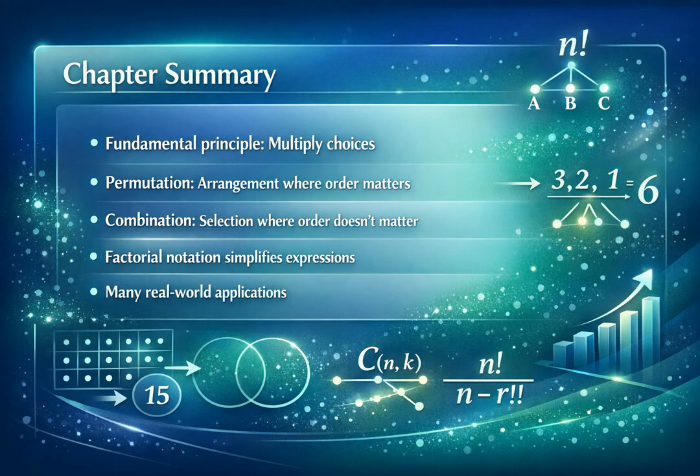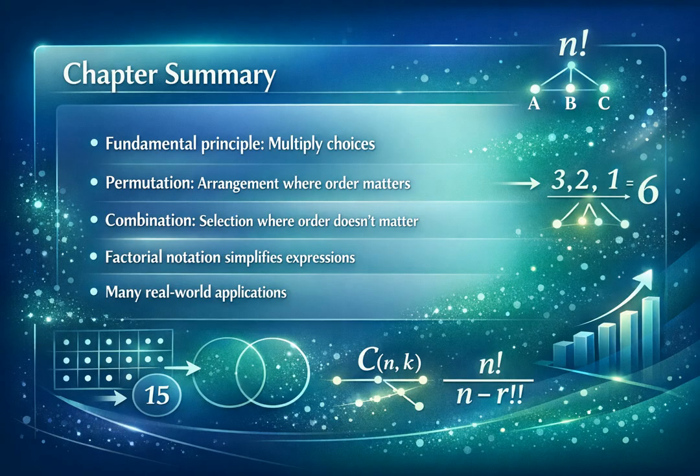In this chapter, we learned the fundamental principle of counting. Multiply possibilities for sequential events. Permutations count arrangements where order matters, using nPr equals n factorial over (n minus r) factorial. Combinations count selections where order doesn't matter, using nCr equals n factorial over r factorial times (n minus r) factorial. Factorial notation simplifies these expressions. These concepts have countless real-world applications.